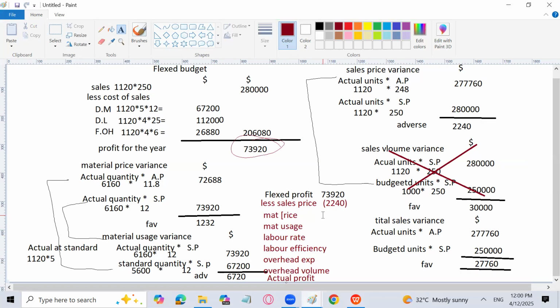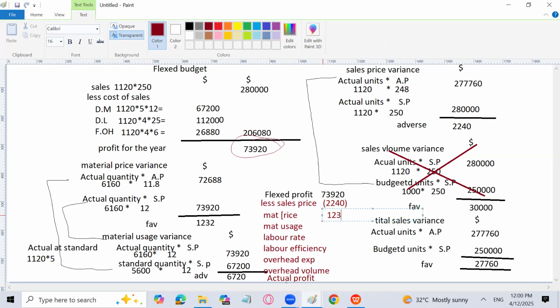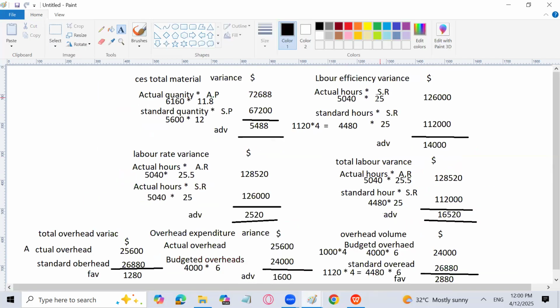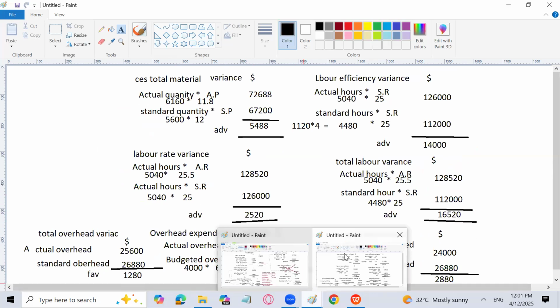Material price variance, that is favorable 1232, it will be added. Then material usage variance, if you see, that is adverse, so that is going to be subtracted, 6720. Adverse variance will be subtracted and favorable variances will be added. Then we will go with the labor variances. The labor rate variance is adverse 2520. We will subtract it.